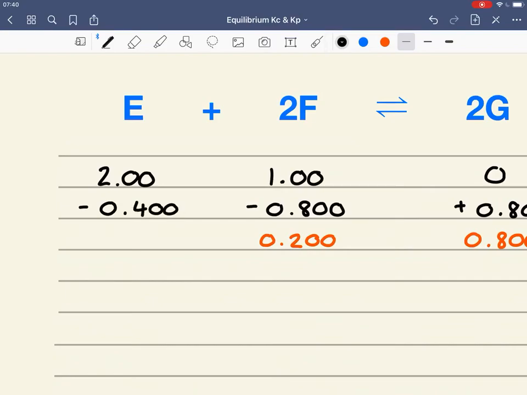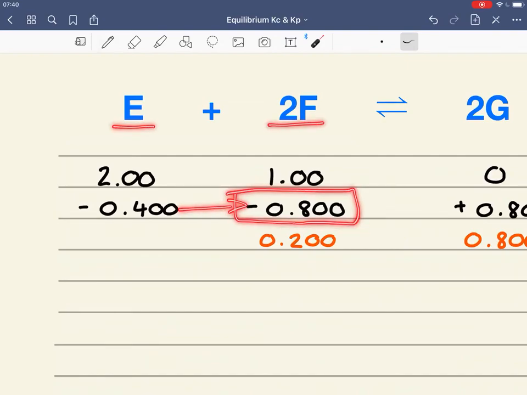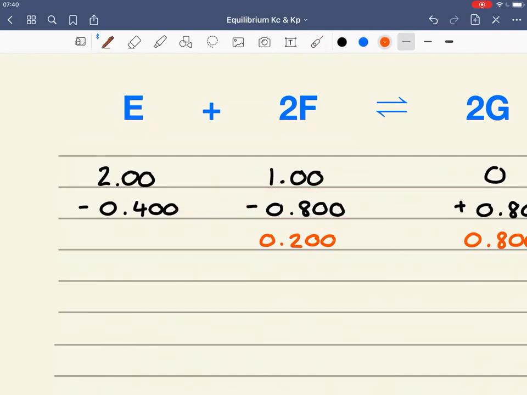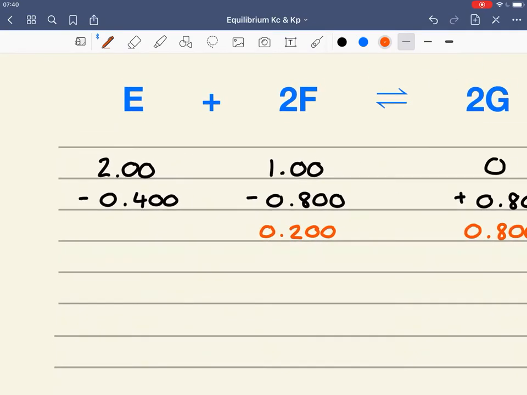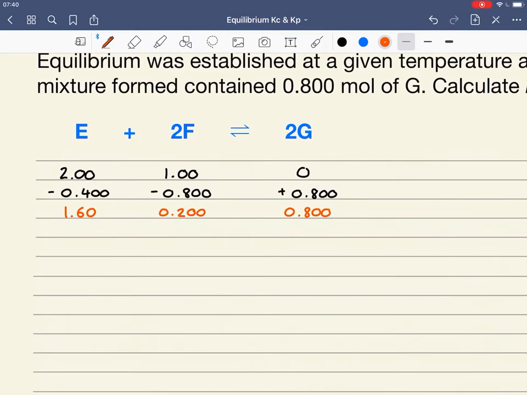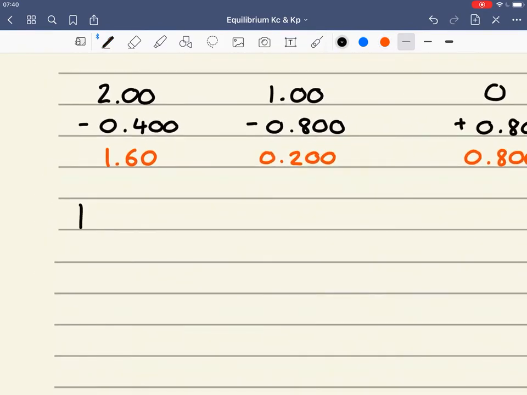So let's double check that again. For every mole of E which reacts, 2 times that number of moles of F react, and that's just this 1 to 2 mole ratio. This then will give you 1.6 moles at equilibrium. So now let's set up my expression for Kc.